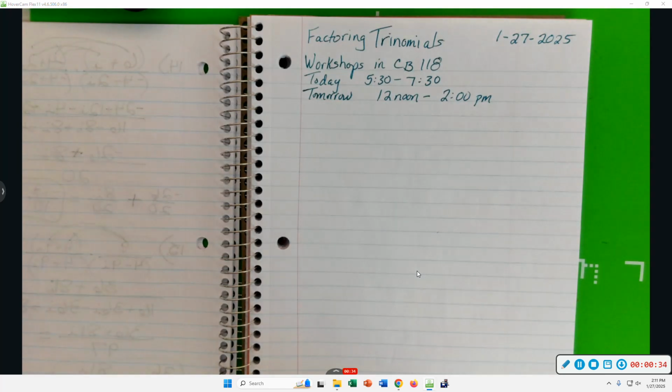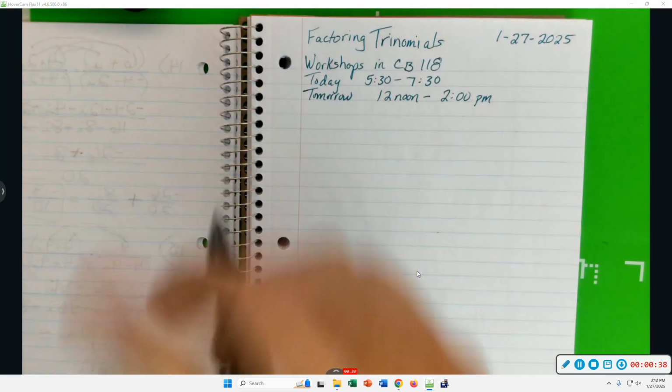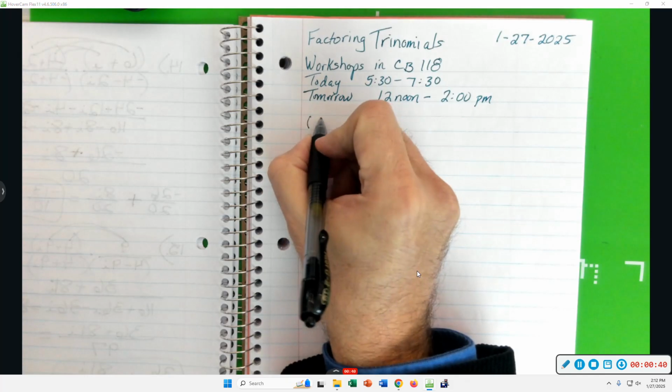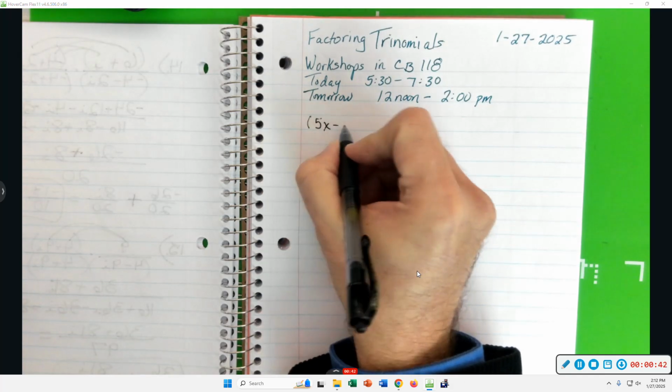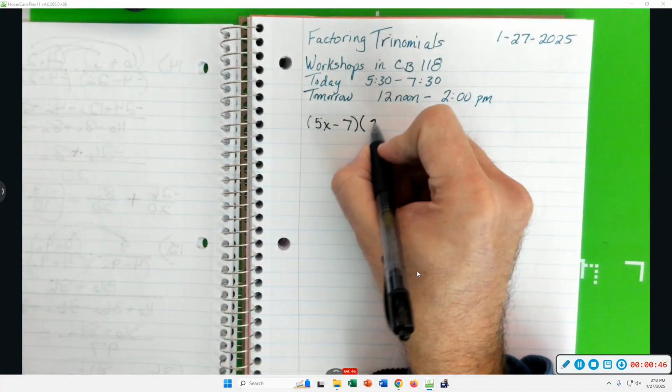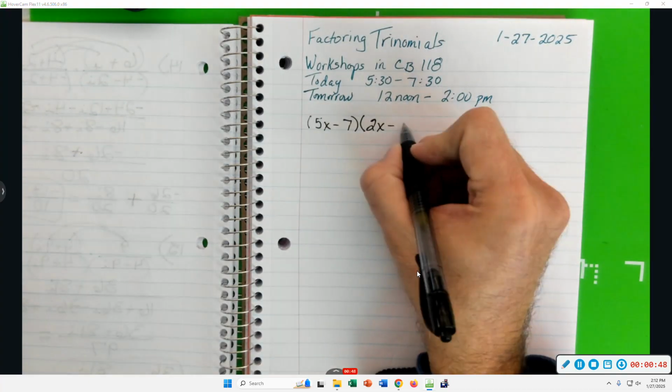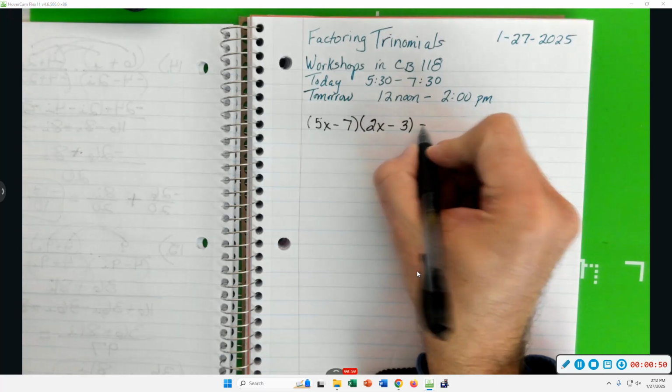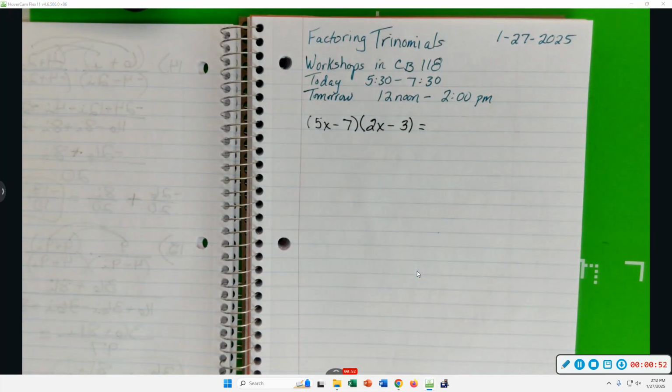Let's start off just reviewing how to FOIL. Let's FOIL this out: 5x minus 7 times 2x minus 3. You remember first, outer, inner, last. We were doing that. I'm going to say last week, but I really mean week before last, okay?